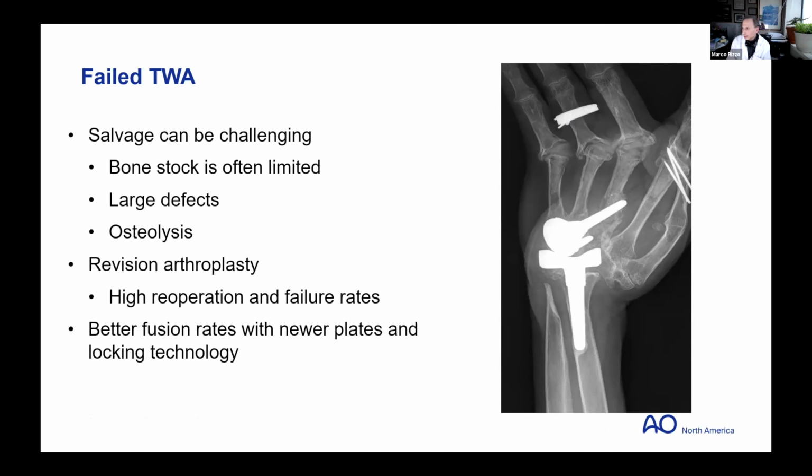A recent meta-analysis suggested that revision arthroplasty, as well as even fusion following previous arthroplasty, is fraught with reoperations and less satisfactory outcomes. Revision arthroplasty, there's only a couple papers really looking at revision total wrists.